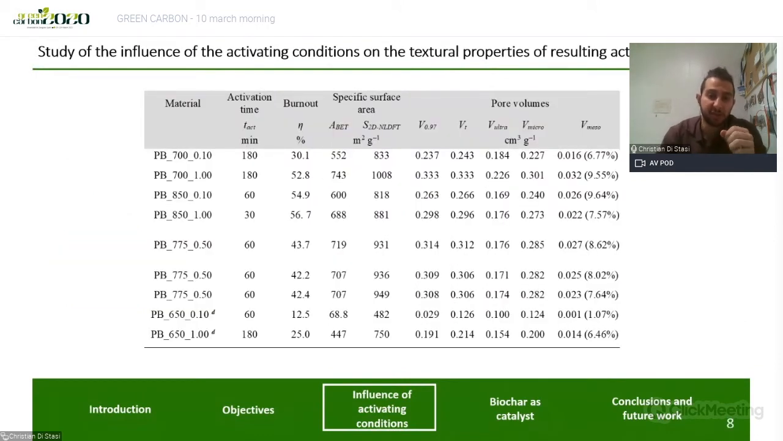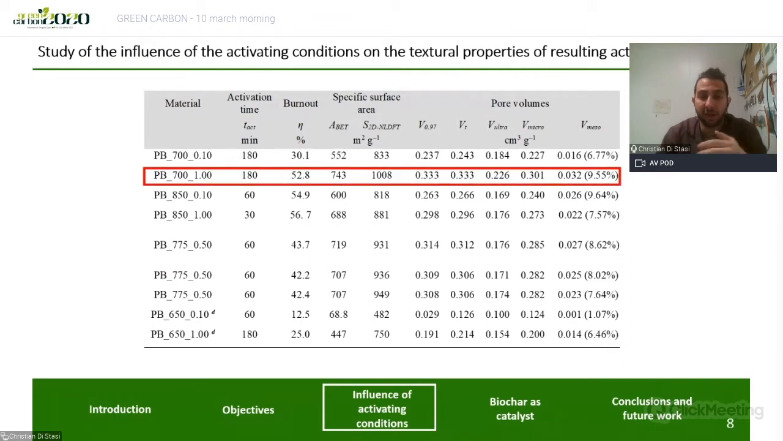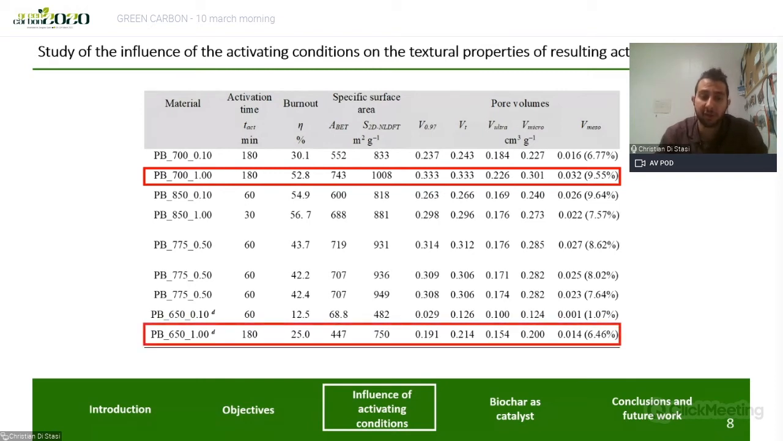These are the results obtained, and as you can see here, the best one in our opinion was the one activated at the lowest temperature, 700 degrees C, but at the highest pressure, which was 1 megapascal. The surface area was pretty high with a heterogeneous pore size distribution. Even though it was not included in the experimental design, we also activated biochar at 650 degrees C at 1 bar, and even though the temperature was very low for this kind of application, we were able to reach a relatively high surface area of 447 square meters per gram.